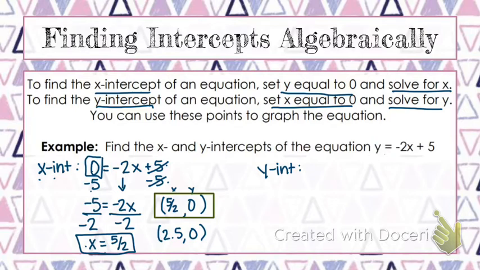So instead of replacing the Y with a 0, we're going to replace the X with a 0. And negative 2 times 0 is 0. So we get Y equals 0 plus 5. And 0 plus 5 is just 5.